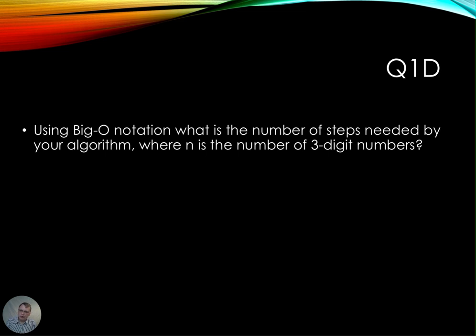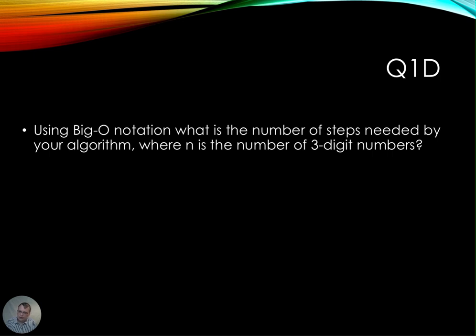Here, all I want you to look at is the number of steps needed from your algorithm, or if you like, another way of putting this might be the number of iterations, and that will be good enough to give us a broad idea of what the big O is. Here, n should be the number of 3-digit numbers to be searched. Okay, so I'm going to give you a moment to look at this. Okay, so pause the video now.